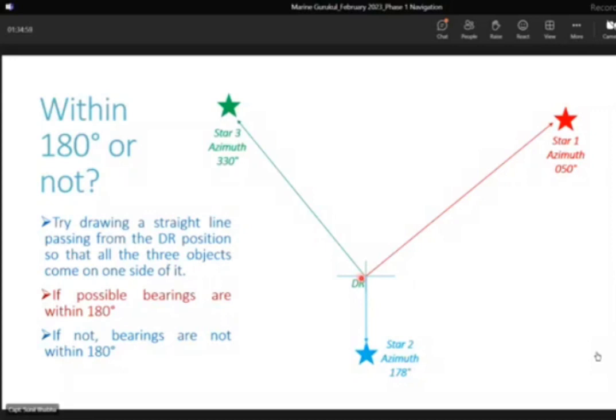So in this particular case, it is not possible to draw a straight line passing from the DR position in such a way that all the three objects come on one side of it. So that tells us the bearings in this case are not contained within 180 degrees. They stretch out of 180 degrees. They are not contained within 180 degrees.